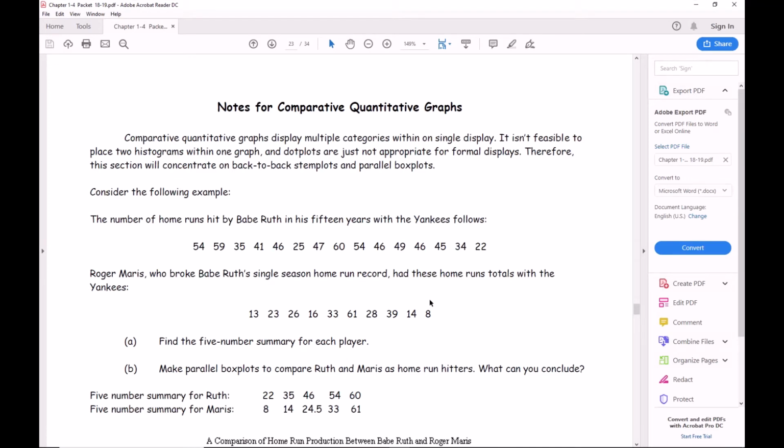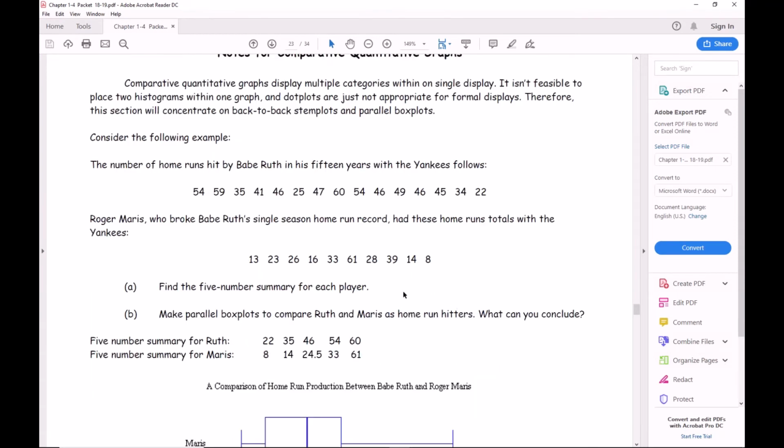And this is a baseball study on home runs. And here are all of the home runs hit by Babe Ruth in his years with the Yankees. And there are a lot of years and a lot of home runs. And here's Roger Maris. And here are his home run totals playing for the Yankees, right?